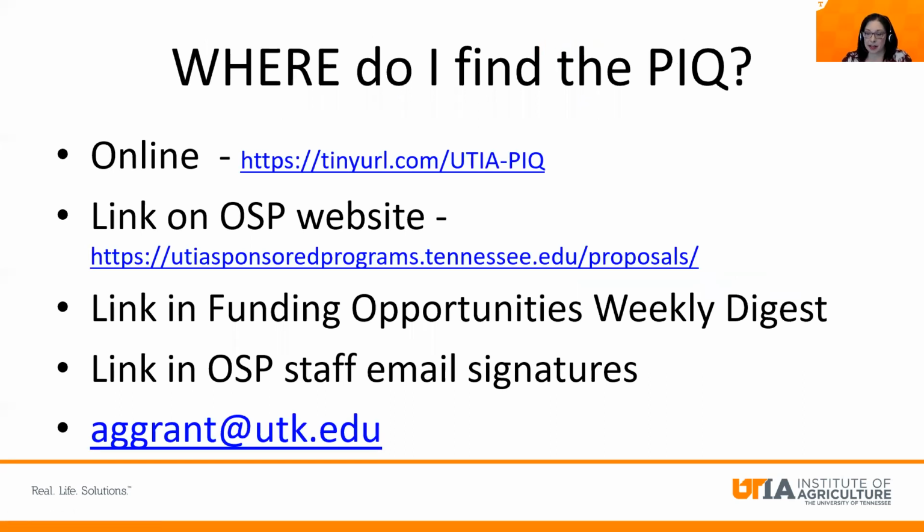Where do I find the PIQ? As I said, it is an online form, and that link is right there on your screen for you. There's also a link on the OSP website to the form. There is a link in our Funding Opportunities Digest that goes out weekly. There's a link in most of OSP staff email signatures, particularly mine. And you know what? If all else fails and you can't find any of that, and you don't remember where it is, just go ahead and email Ag Grant, and Hope will pop that link back to you so that you can fill out that form. We're trying to make it as easy on you as possible to get that going.